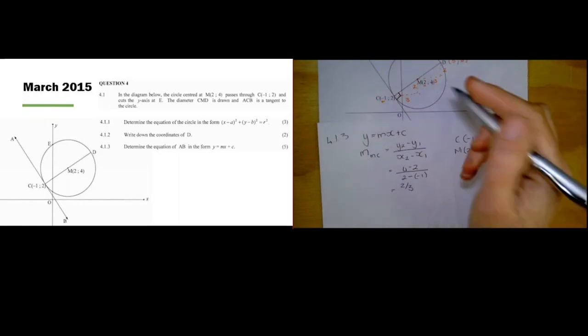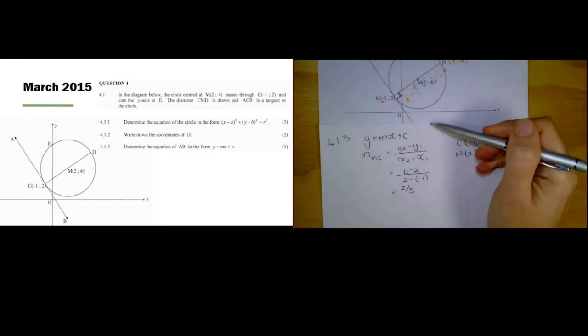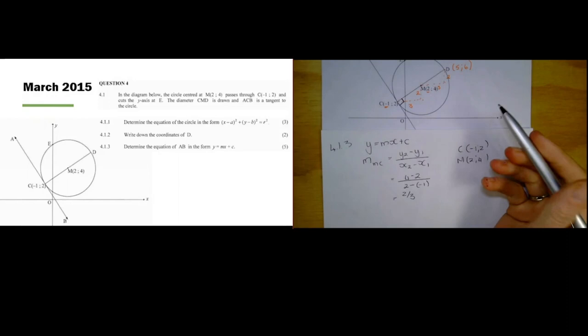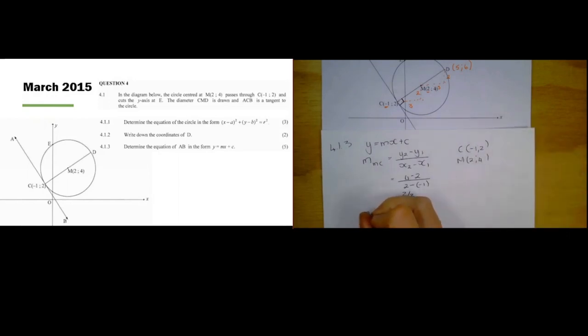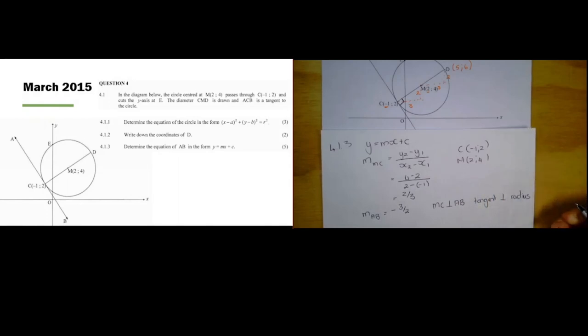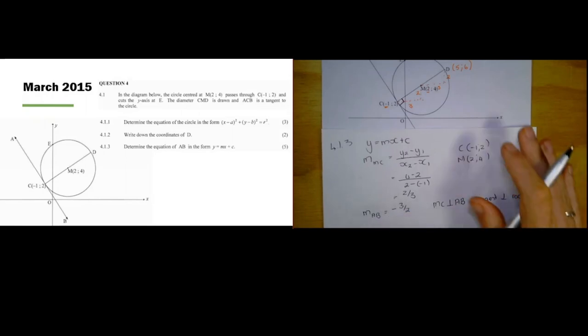Remember, what do I know? A radius is perpendicular to a tangent. And what do I know about perpendicular lines? If I multiply the gradients, I should get negative 1. So the gradient of AB must thus be negative 3 over 2. And I always just write in here on the side for myself that MC is perpendicular to AB, because a tangent is perpendicular to a radius. I'm always just careful and I write it in. So I know that now. So we have the gradient already.